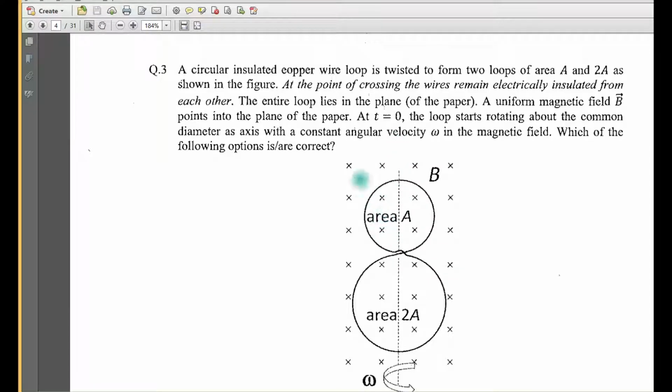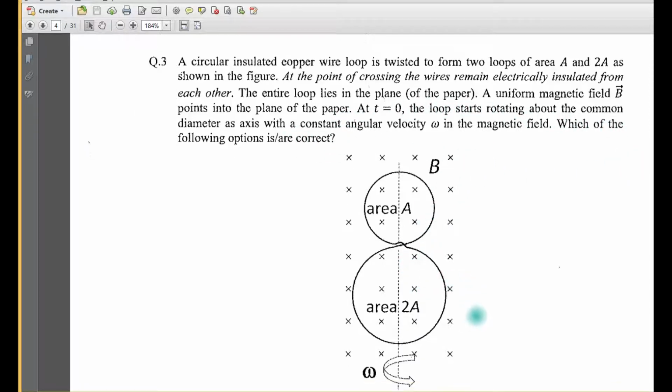Let's jump to question number 3. We have something. A circular insulated copper wire loop is twisted to form 2 loops of equal area, and at the point of crossing, the wire remains electrically neutral. Okay, I mean insulated. They are insulated from each other. The entire loop, the whole thing starts rotating. Okay, fairly simple problem, I think.